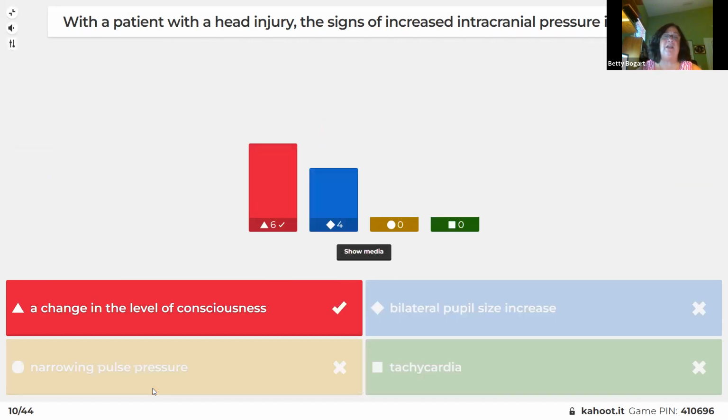So it's that change in level of consciousness. Now, pupil size equal? No, it's bilateral pupil size increase. It's not saying that there's an unequal something there. So it depends on the light in the room. Is it dark? Is it bright? That affects pupil size. But a change in level of consciousness, we describe it as amnesia in pediatrics.